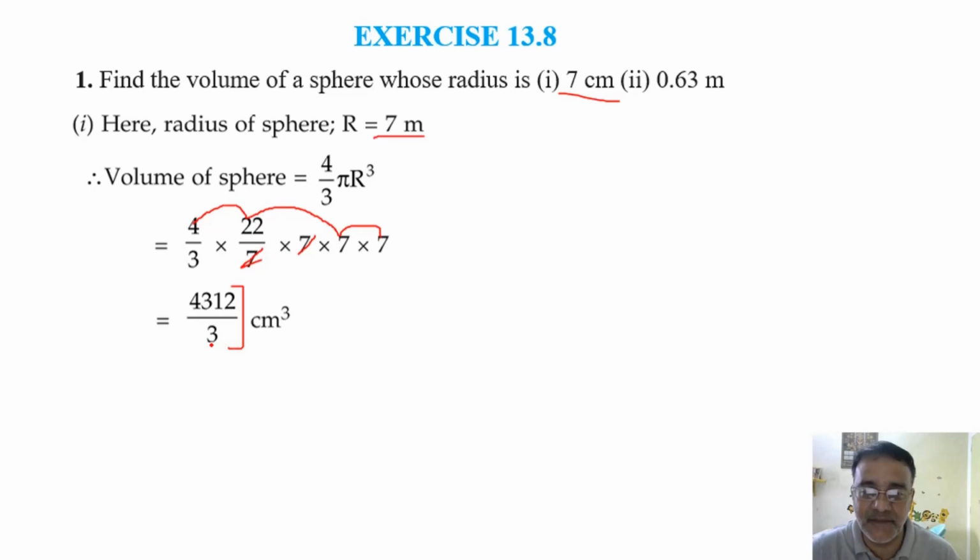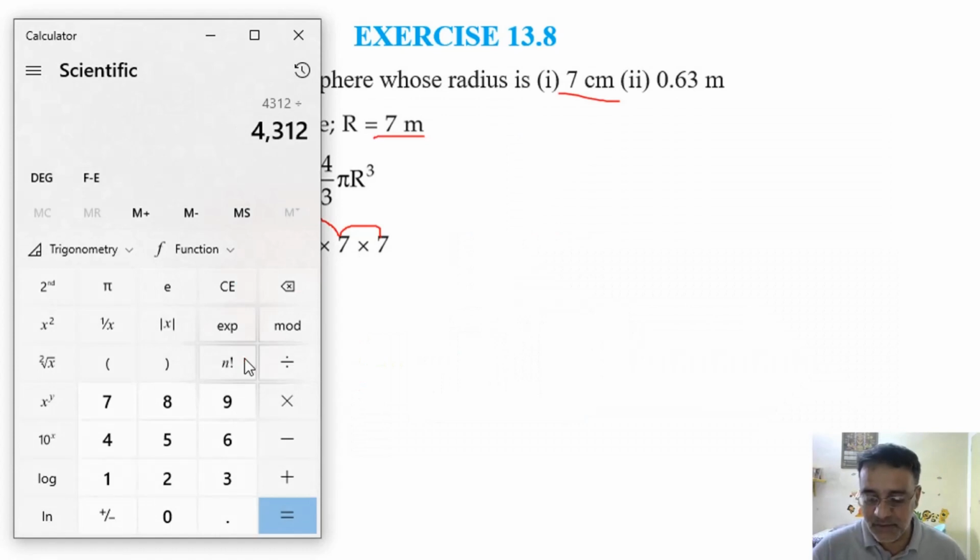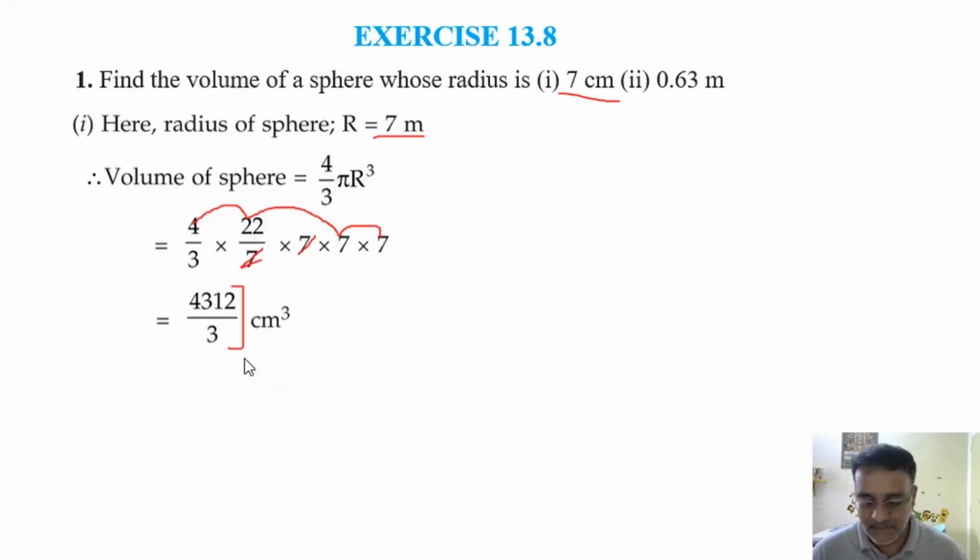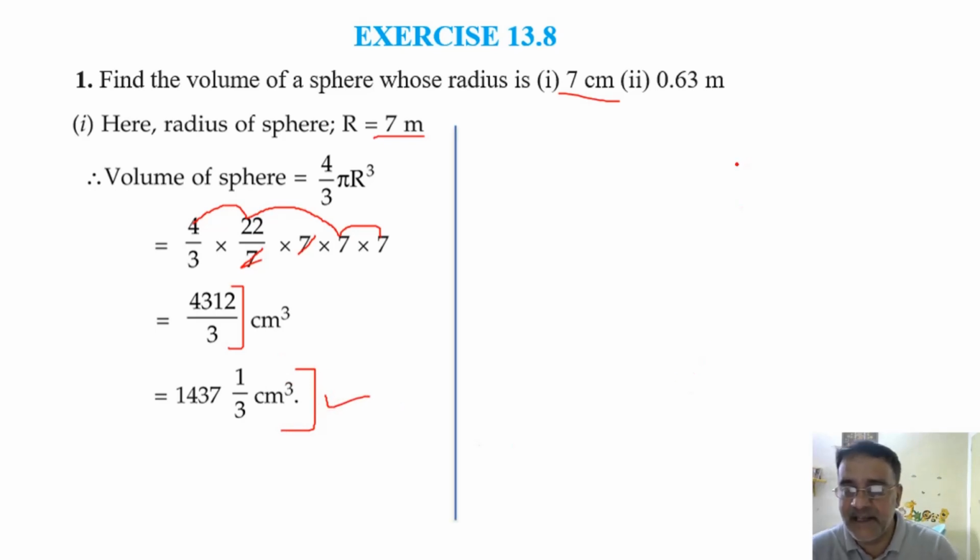Okay, and the answer is given in mixed fraction only. So we have to divide it by 3. So we'll get 1,437. Because if you divide directly, you will get a decimal, but the answer is given as a mixed fraction. So 1437.33 if you write in decimal, otherwise in mixed fraction this is the answer. Any doubt? No, sir.